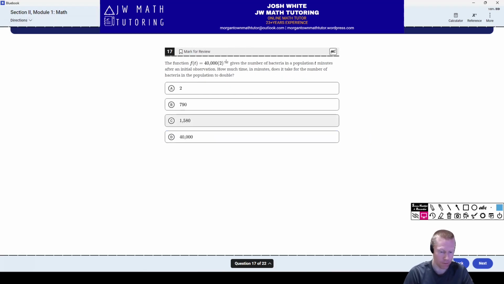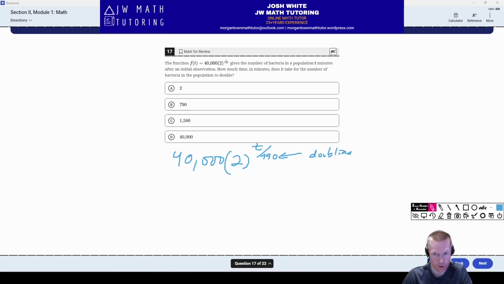All right, next up, question number 17 is just basic properties of an exponential function here. How long does it take for the population to double? So, of course, the theory behind this is just that basically when you have a problem like this, 40,000 is obviously our initial amount, 2 is our base. If you have a number, 790, which is divided by your variable, in the exponent, this number right here is essentially going to be your doubling time.